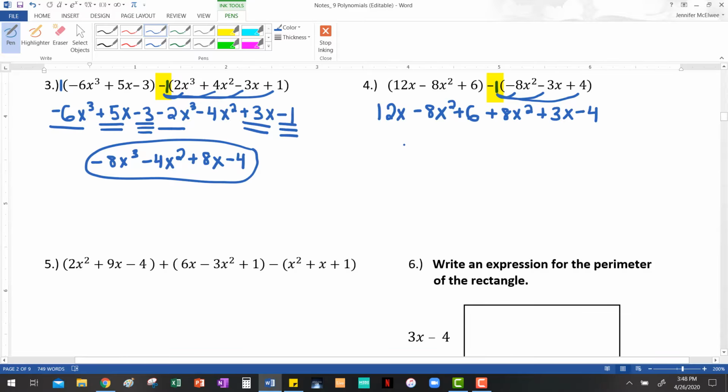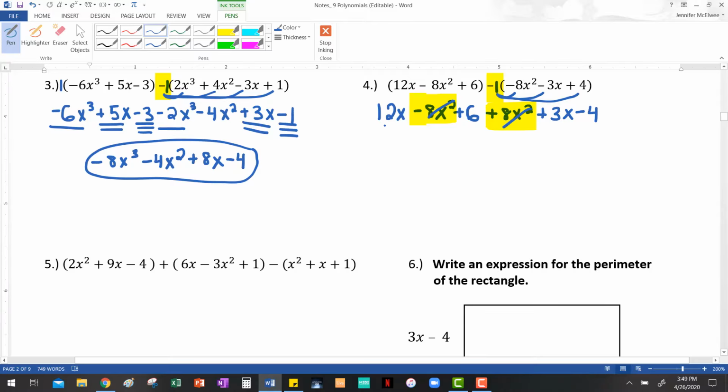Okay, now that we've eliminated grouping symbols, we're going to go ahead and combine like terms. I see that the highest degree in this expression is 2, so I'm going to combine my quadratic terms first. I see a negative 8x squared, highlight it this time, a negative 8x squared and a positive 8x squared. Those are opposites, so they're actually going to eliminate one another.